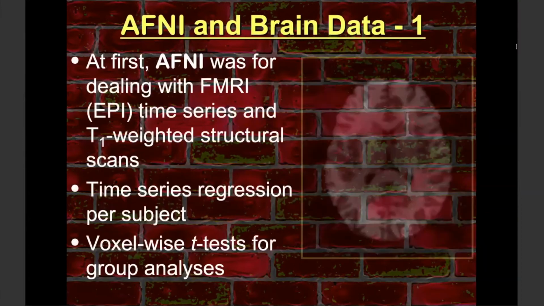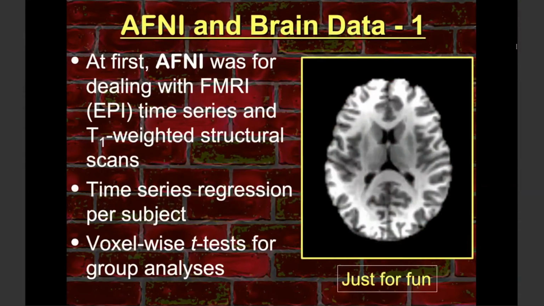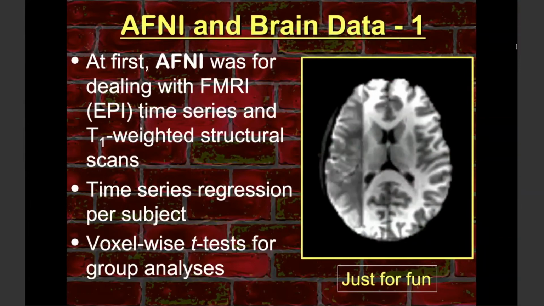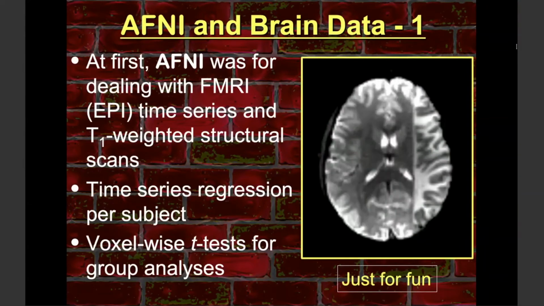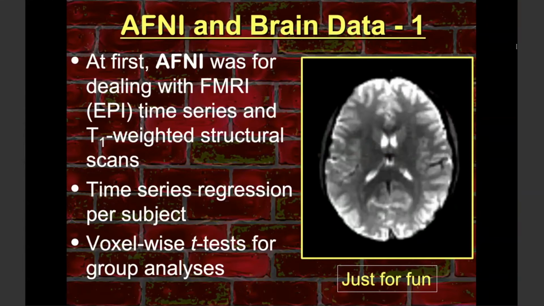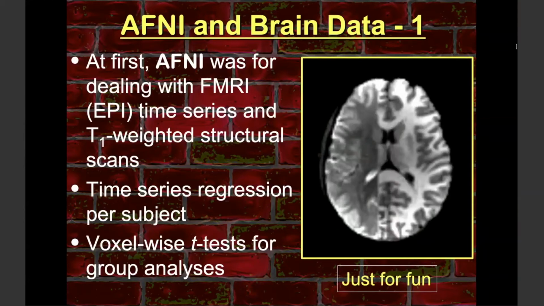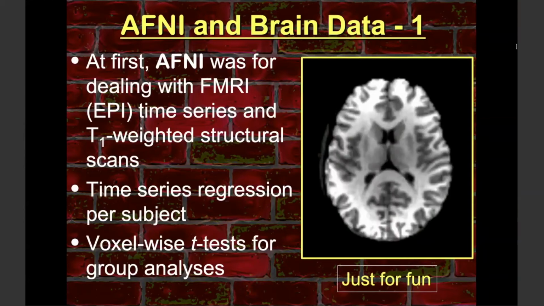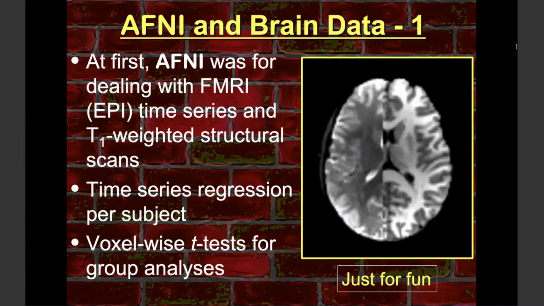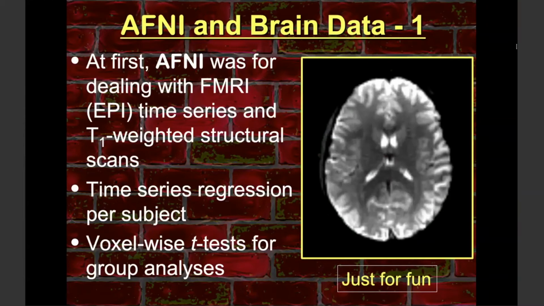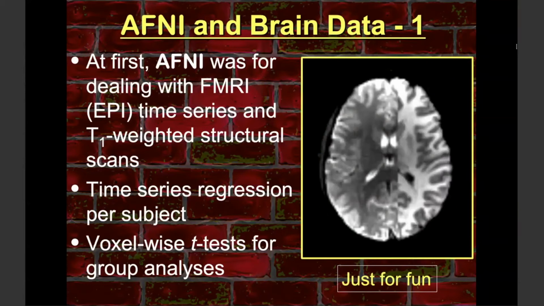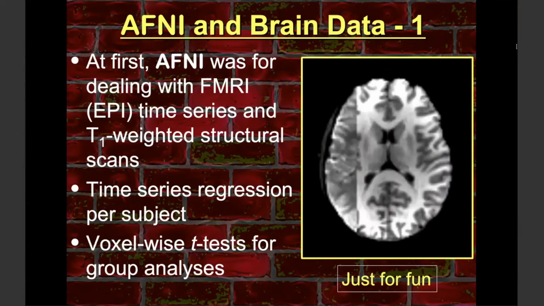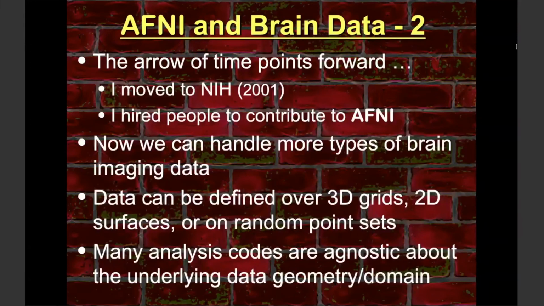So AFNI was at first for just dealing with fMRI data time series coupled with the T1 weighted structural scans. This little movie is just for fun. It's a way we check the alignment of the T1 and the EPI, but it also just looks fun. It had the time series regressions per subject and voxel-wise t-tests, for taking the results of that, the so-called two-level analysis, producing a group study, all in 3D, of course. So the arrow of time moves forward. That was when I was in Milwaukee.